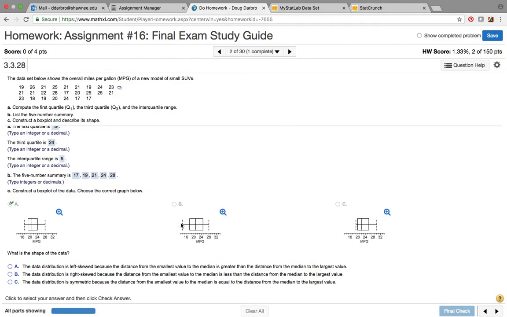So what is the shape? It wants the distance from the median to the smallest and to the largest value. Okay, so if we look at our distance from 21, from the median to the smallest goes from 17 to 21, so that's 4 units. And 21 to 28 is 7 units. So because the distance from the median to the high score is higher, we have a right skewed distribution.